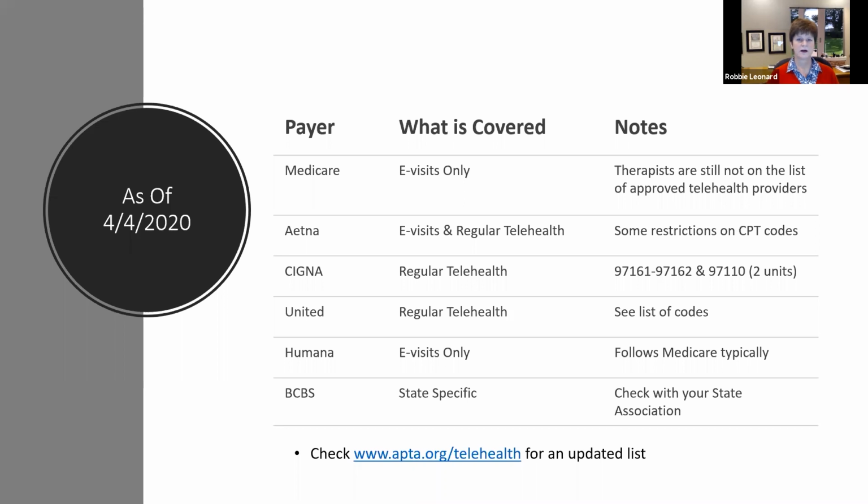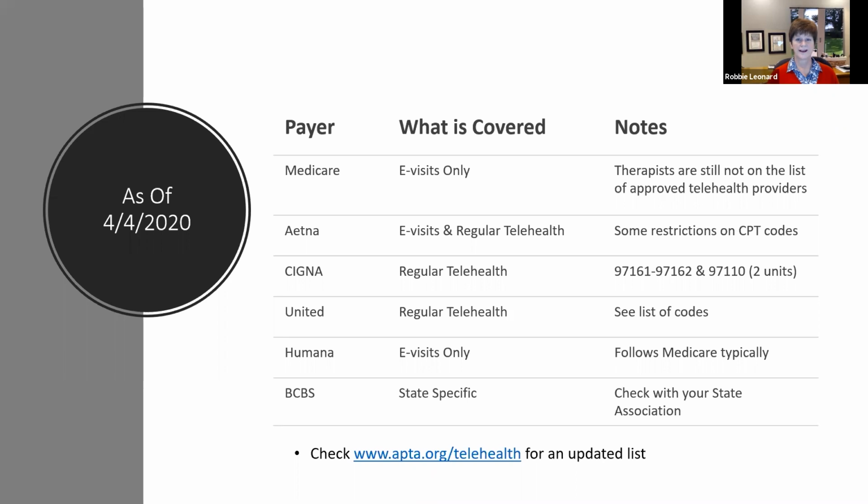And many of our payers are covering telehealth, but only for this time that we're in this emergency declaration. So don't assume that that's going to stay the same once this is over with. So just be aware of that. And also, many of our payers are putting some limitations on telehealth in either the codes that they're paying for, or they're saying they're only going to pay telehealth specific to in-network providers.